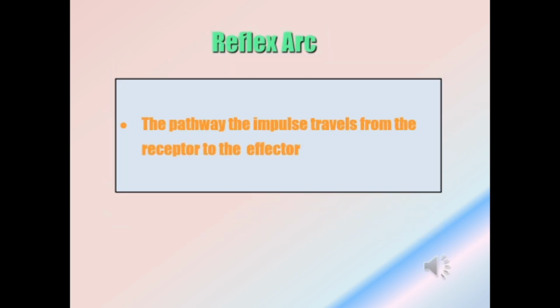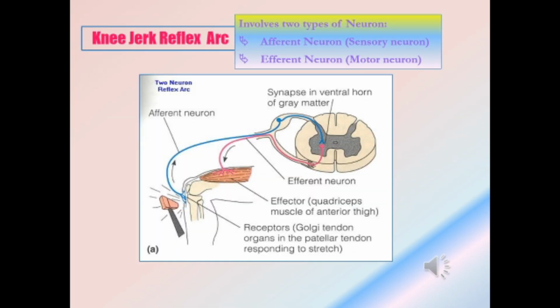The pathway the impulse travels from the receptor to the effector is called reflex arc. It is sort of like a route the impulse needs to take to get from the receptor to the effector to produce a response. Let's take a look at knee-jerk reflex arc. It involves two types of neurons. Number one, the afferent neuron or sensory neuron, and number two, the efferent neuron or the motor neuron. Observe the diagram.